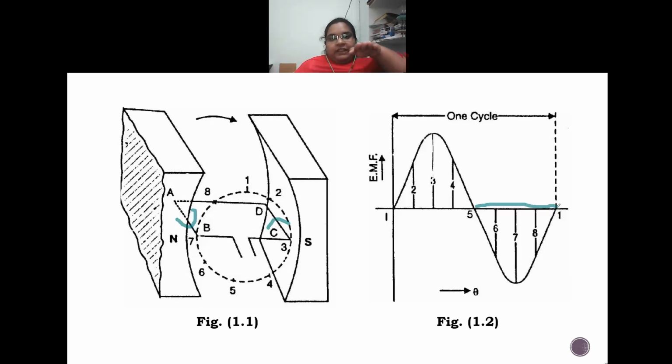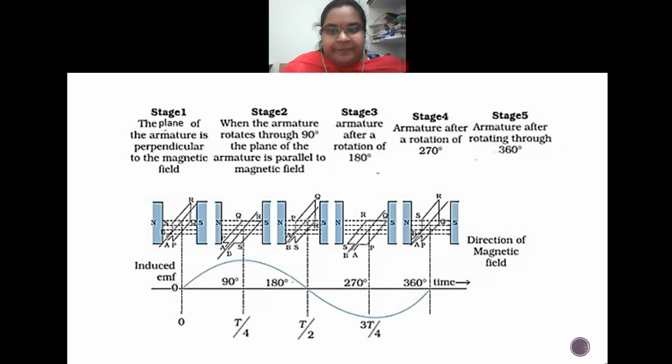Again, in position 7, a maximum amount of flux is being cut, so there will be a maximum amount of EMF being produced. And again in position 8, only some flux is cut, so we will get a little amount of voltage, and then it returns to position 1 where there is no EMF being produced. So in this way the simple loop generator produces EMF.